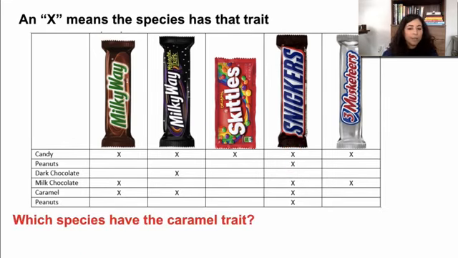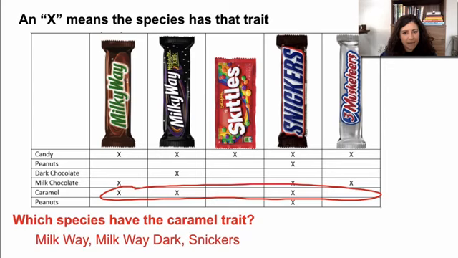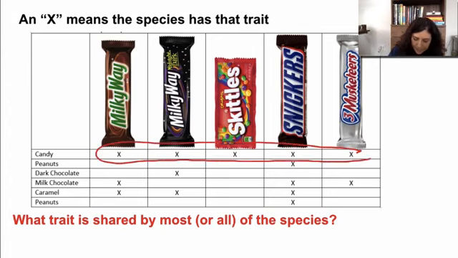Okay, another one. Which species have the caramel trait? For this, we have to look just in this caramel row, and we see that Milky Way Dark and Snickers are the only species that have that trait, whereas Skittles and Three Musketeers do not. Okay, another one. What trait is shared by most or all of the species? This is an important first step for any of these types of problems where you have to deal with traits. This is always what you're going to want to start with: ask which trait seems to be the most common. In this case, if we look, it's going to be candy. All of the species in this example have the candy trait. So that is the one unifying trait.